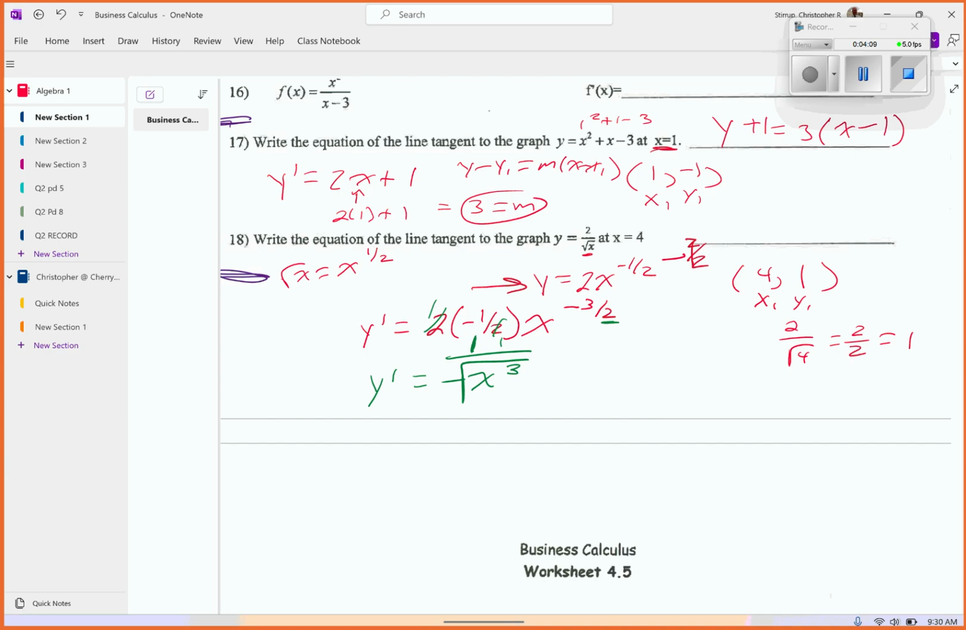Then I can take that 4, plug it in here. So square root of 4 is 2. 2 times 2 times 2 is 8. Okay, so I get 1 over 8, and that's my slope. I'll plug that into my y minus y1 equals m times x minus x1. So I'm going to get y minus 1 equals 1 over 8 times x minus 4. And that is that.